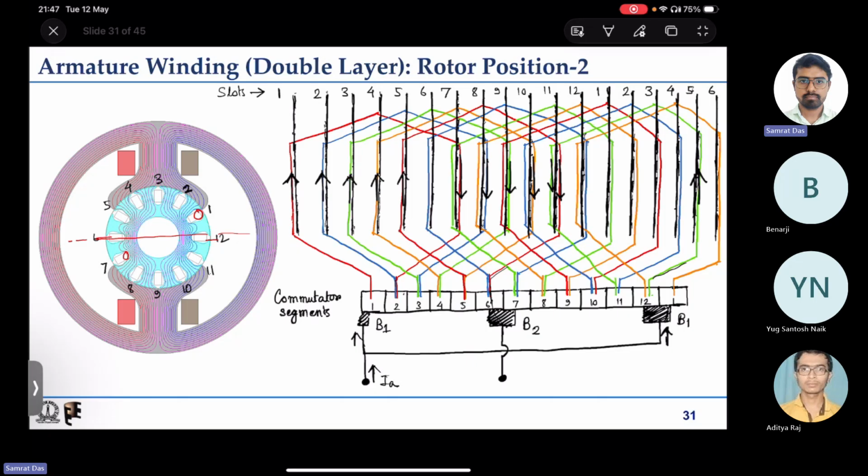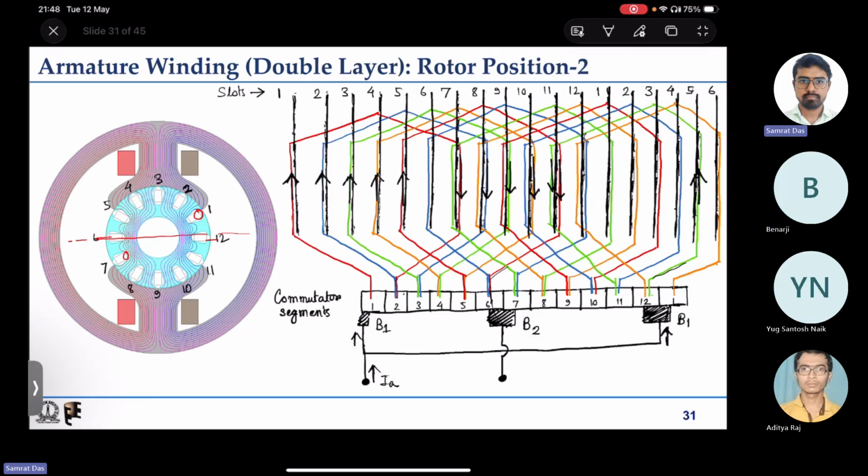You see that 11, sir, slot. Sorry, could you please repeat? The current is entering from the one, right? B1, yes, on the right hand side. Yes, from there, why are you not showing it in the sixth slot?